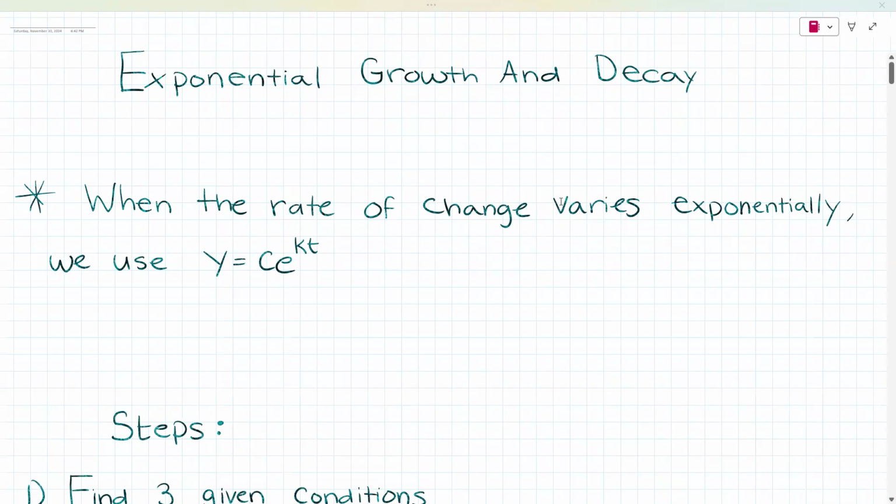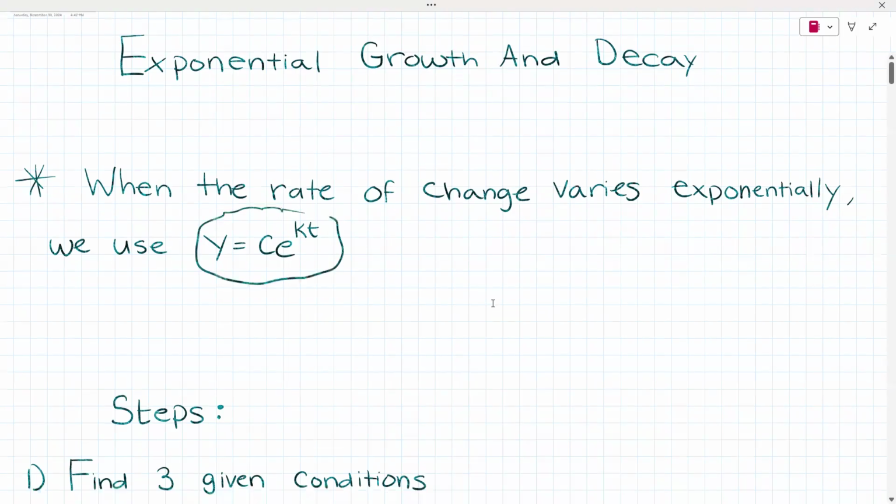So, what is exponential growth and decay? When the rate of change varies exponentially, we use the form y equals c times e raised to the kt. If you ever hear the word exponentially, you know you're going to use this formula right here.